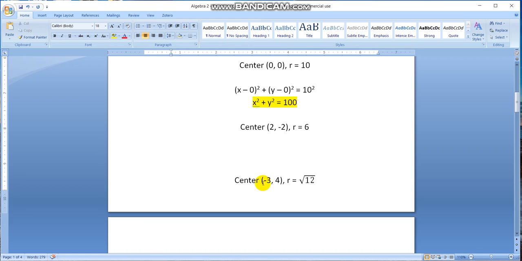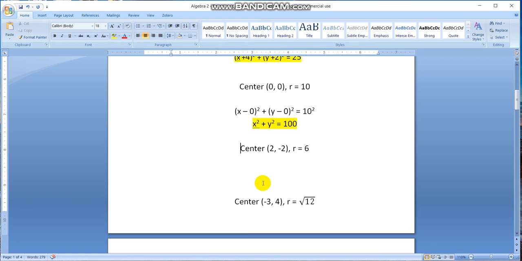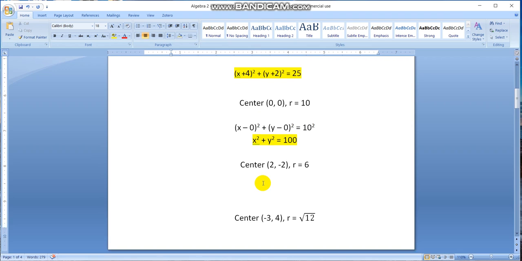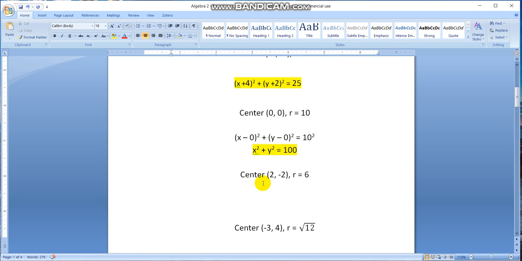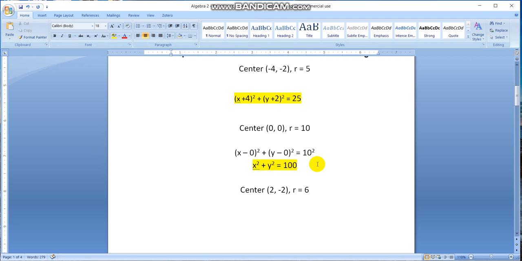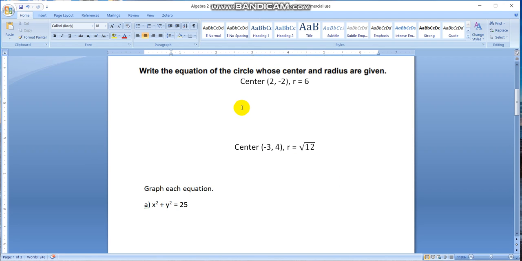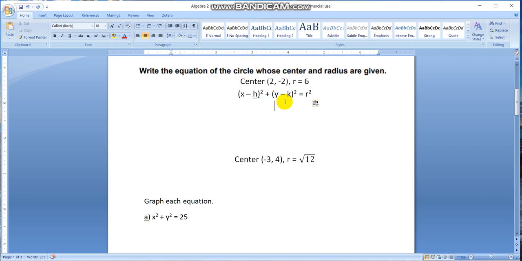So next one. Center at 2 comma -2, and the radius is 6. Okay, so what we do is we use that same formula. I'm gonna delete this. I don't think I need this anymore. So we're using this same formula. Okay, so h is 2. k is -2. Our radius is 6.